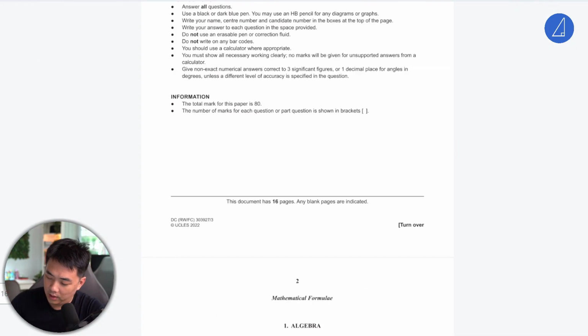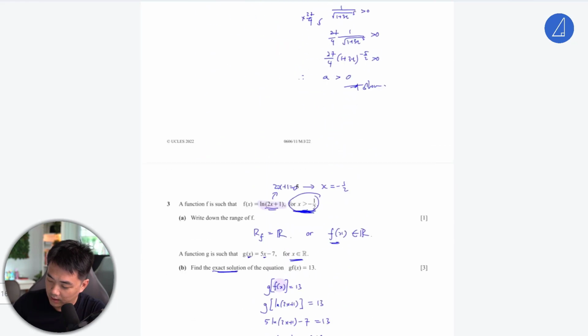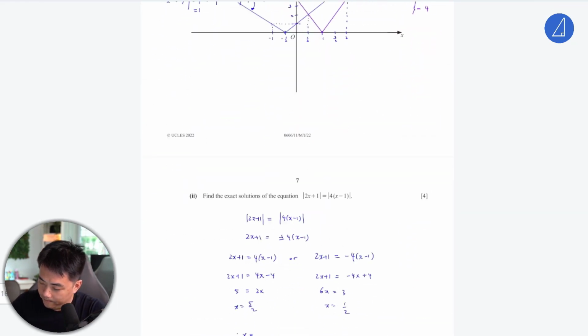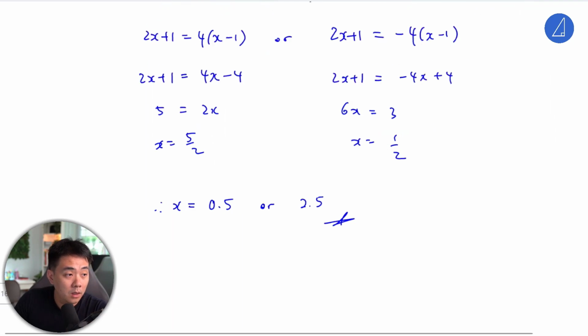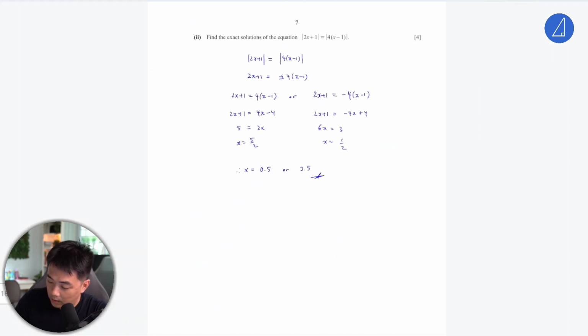I'm not very sure whether you can leave it as a fraction or not, but I'm just going to leave it in decimal, right? There will be 2.5. So half, or 2.5. Right, great. That's about it.